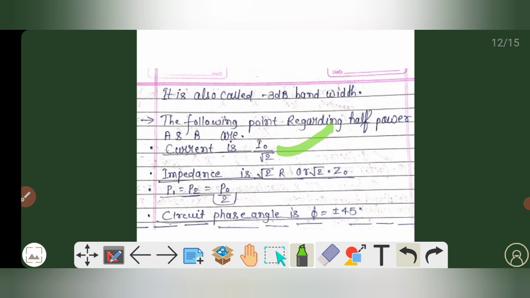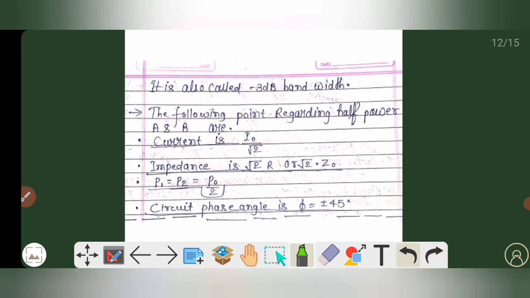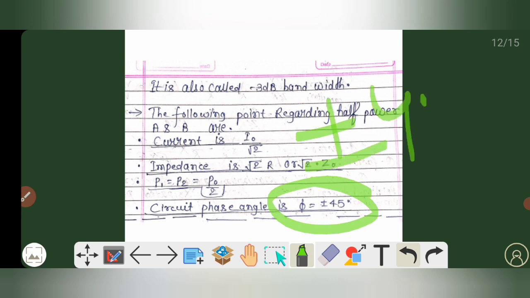The current at points A and B will be I naught by root 2, and the impedance will be root 2 into R, or root 2 into Z. If you want to calculate the power, it will come out to be P naught by 2, meaning half the power at resonance. And if you want to calculate the phase angle, it will come out to be plus or minus 45 degrees at points A and B, my dear friends.